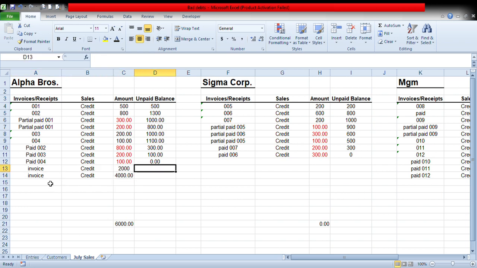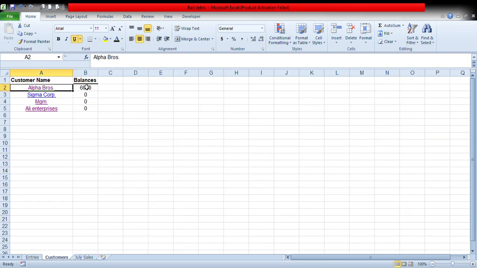Now what is the unpaid balance? This is the unpaid balance column. I already applied the formula, you just need to drag it. So understand, 6000 is what I need to pay. Before that it was 0, now it's a 6000 balance.